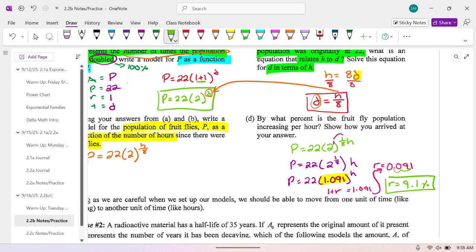But this is a case where it's every 8 hours it doubles. So we need to know what happens every hour. And that's why we did what we did. We started with the obvious, which was the doubling. Moved to writing that double in terms of an hour. And then we converted that to what would be per hour. All right, does that make sense? Kind of, sort of.